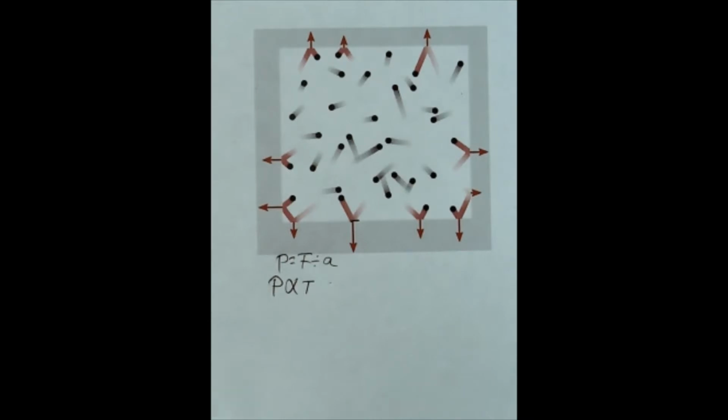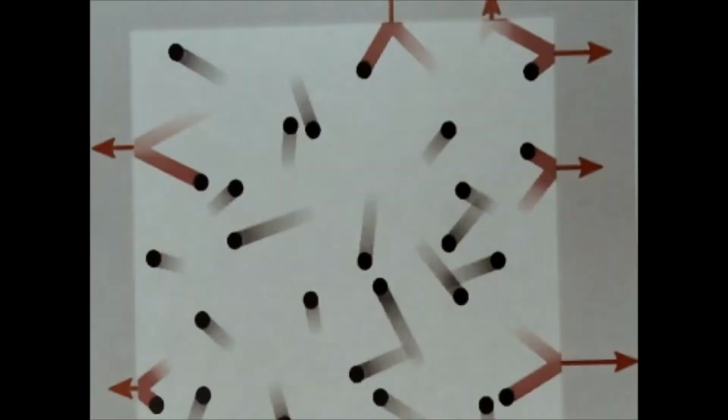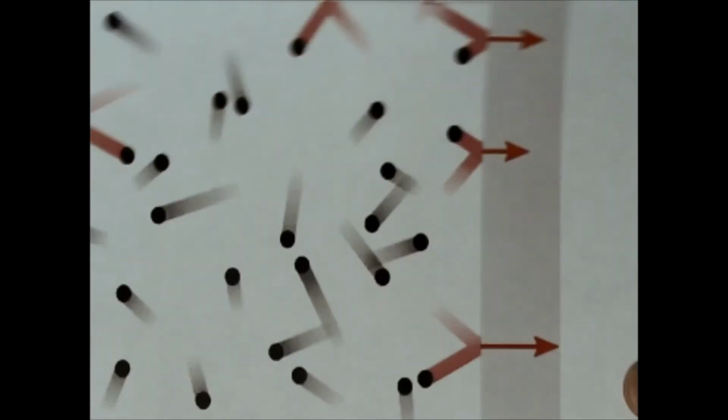Now, another factor we need to consider is the volume. As we increase the volume, we can see that particles are more spread out, and so they will exert less force on the walls of the container. And so volume and pressure are what we say inversely proportional. That means that as the volume increases, the pressure will decrease.